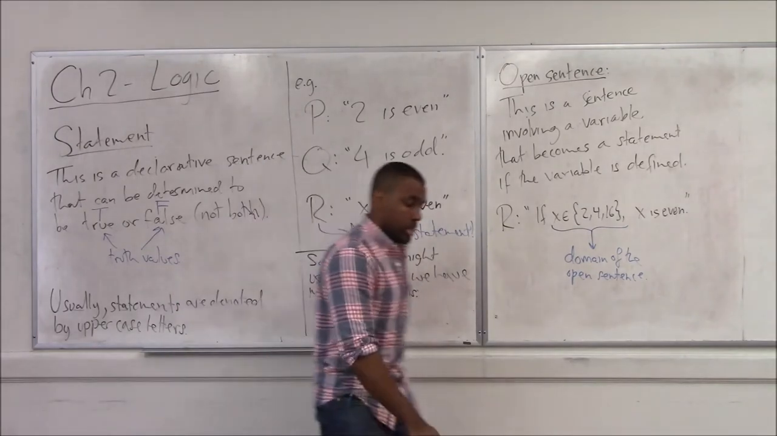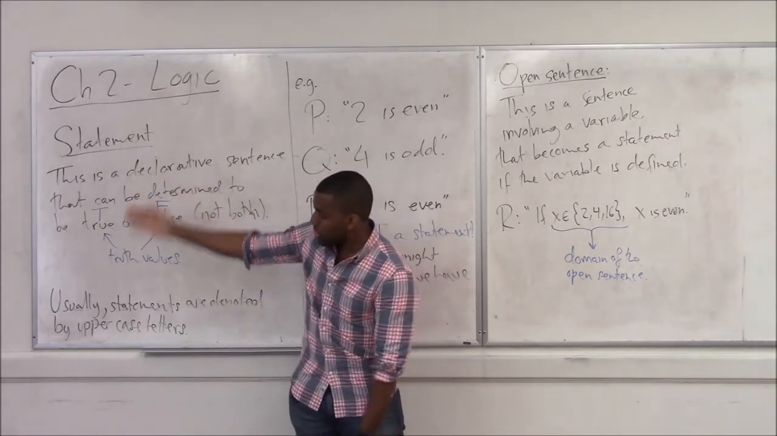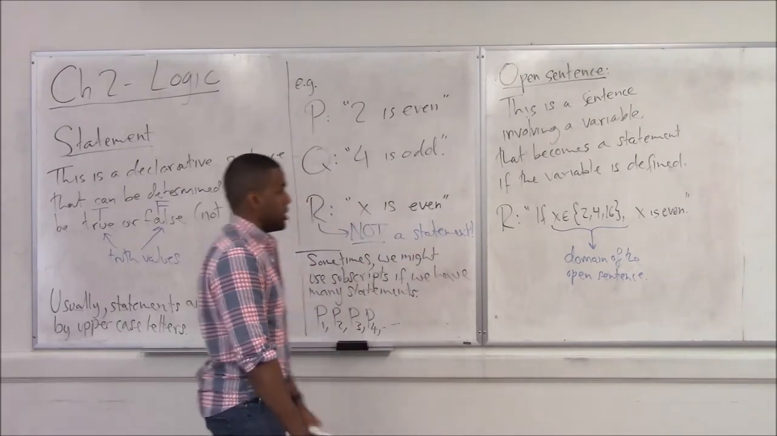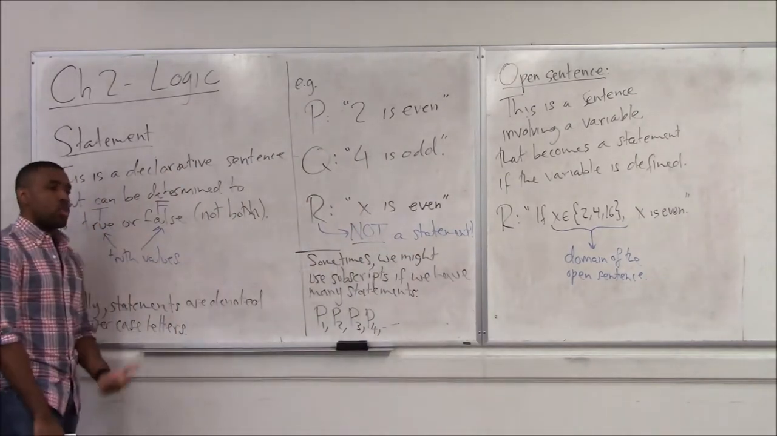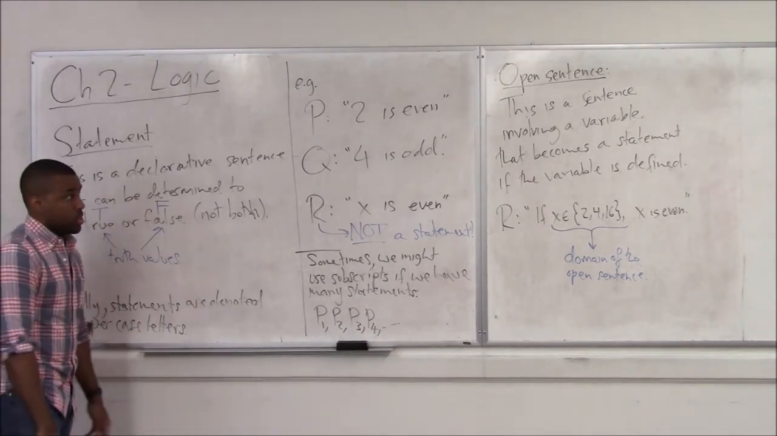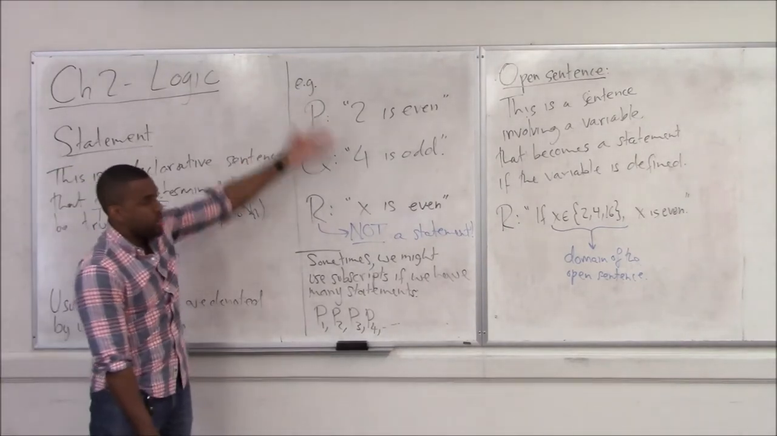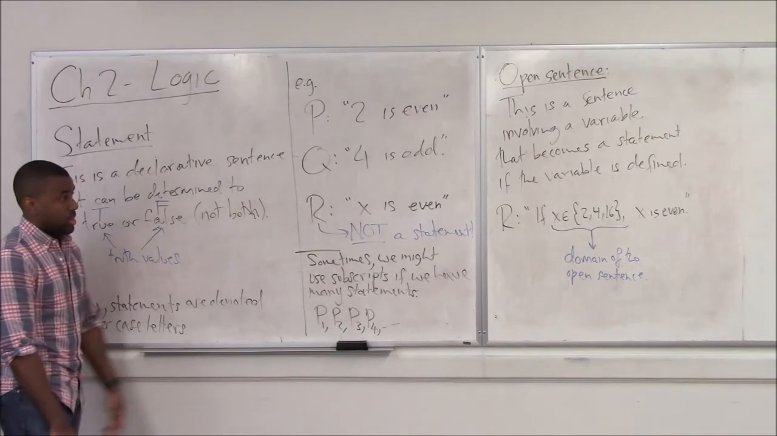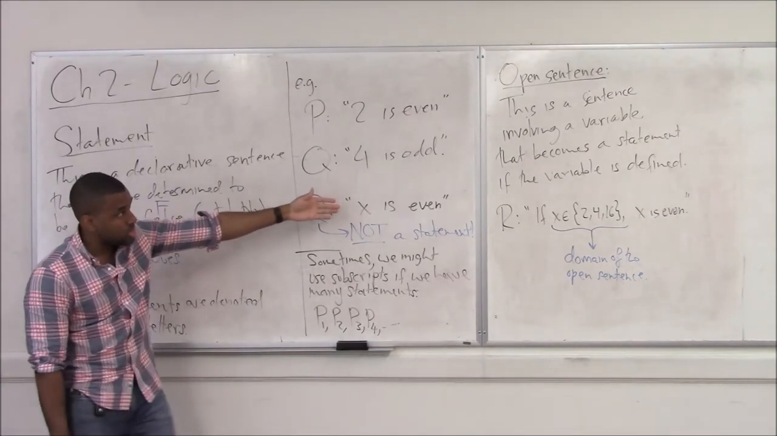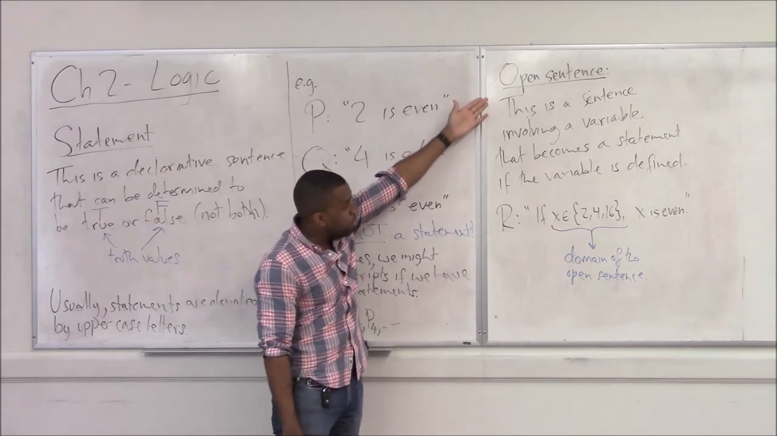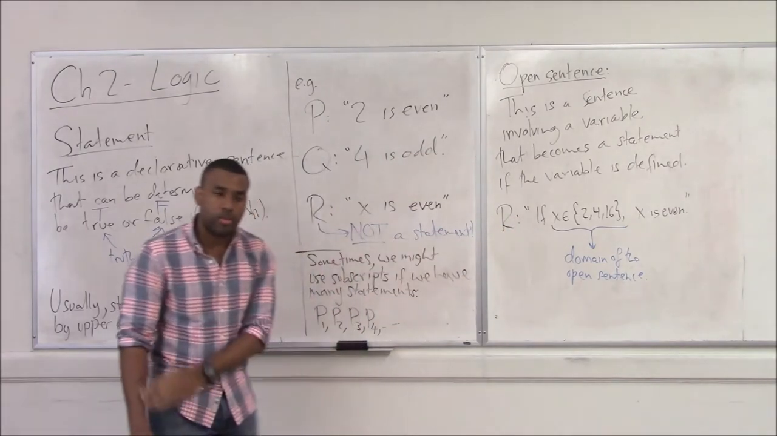So, a statement is something that you can determine to be true or false. If you can't determine it, it is not a statement, right? Or if it can be determined that it's both true and false, or neither, it is not a statement, right? So you have to be able to verify the truth value of the statement. If you can't verify the truth value, it's not a statement. But there are times when something is open, meaning it's possible to become a statement with further conditions.